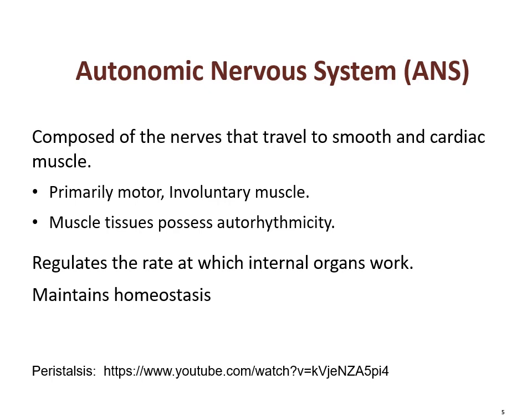So what is the autonomic nervous system? Well, it's a series of nerves that travel to smooth muscle and cardiac tissue. In other words, cardiac tissue is your heart. And as you see here, it's primarily a motor system, okay? Motor meaning actions as opposed to sensations. And it involves involuntary muscle contraction.